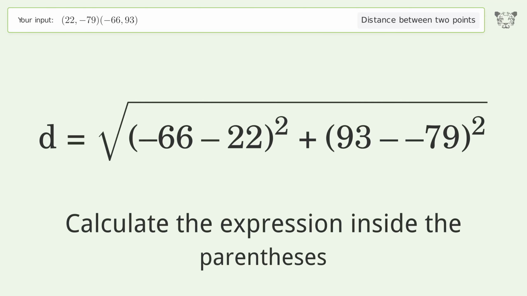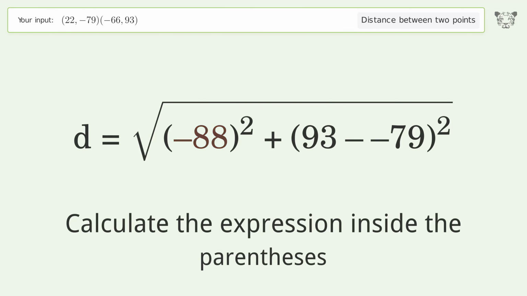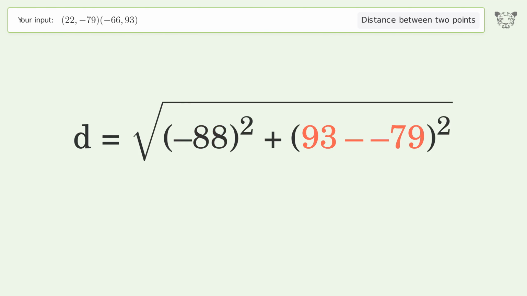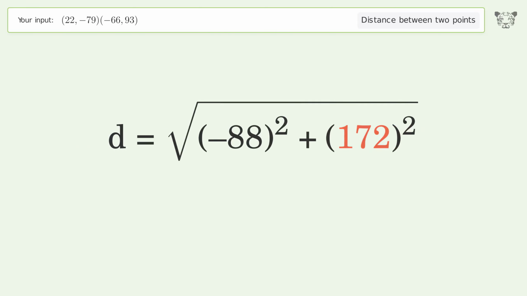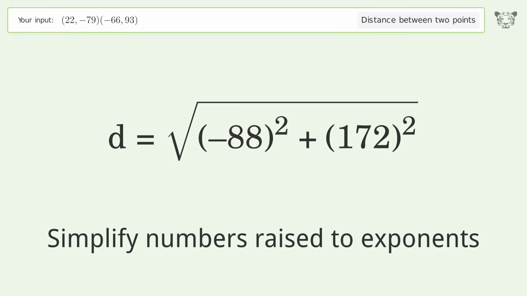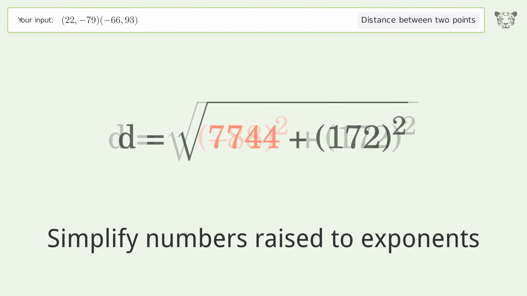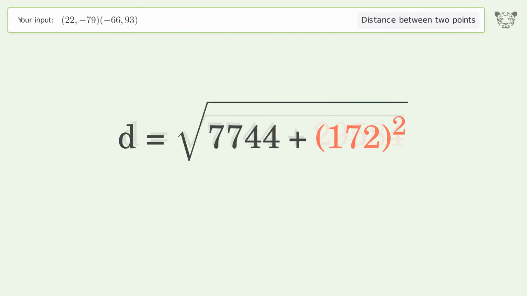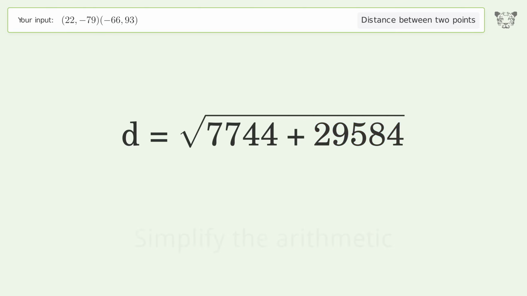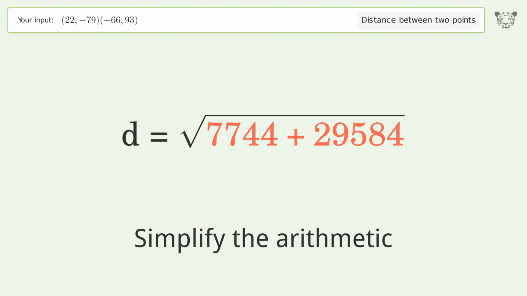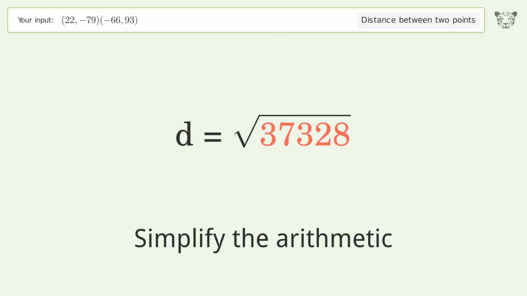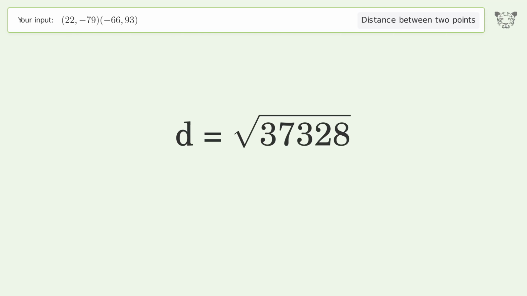Calculate the expression inside the parentheses. Simplify numbers raised to exponents. Simplify the arithmetic. And so the distance between the 2 points is the square root of 37,328, or 193.205.